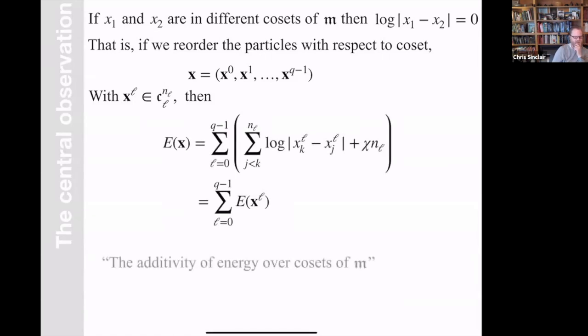But then when you do that, this doesn't necessarily look like it makes life easier. But it becomes clear that the energy of the system is just the sum of the energies of the systems in each individual coset. We call this the additivity of energy over cosets. This is basically the main observation we make. Not a particularly hard observation, but it allows for some really nice uses of Fubini's theorem down the line.